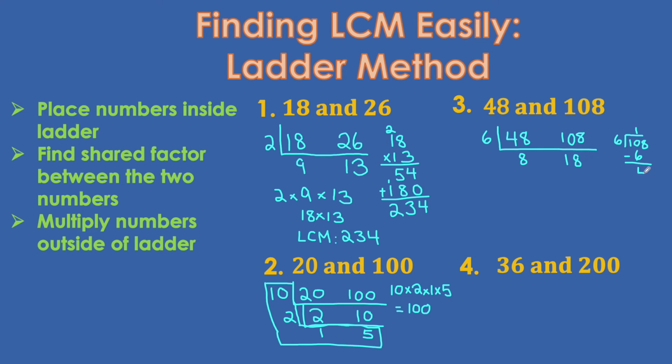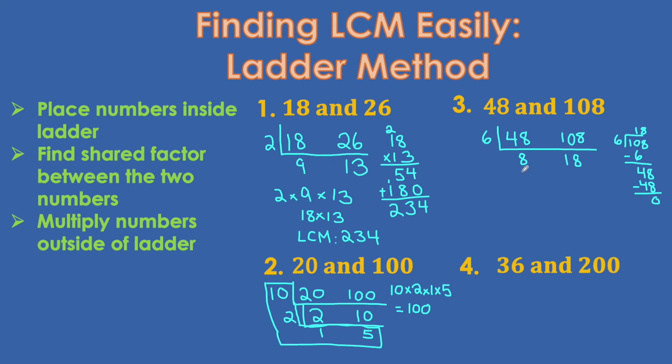We have 48. 48 divided by 6 is 8. 8 times 6 is 48. Subtract. And you see we have 18. That's how we got that 18 here.